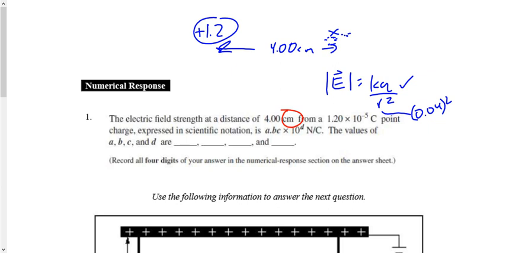When you do that, you should get 6.74 times 10 to the 7. We could say newtons per coulomb as they have here. What's our new set of units that we can use for electric field? Volts per meter. Newtons per coulomb or volts per meter. Either one of those would be okay there. 6747.